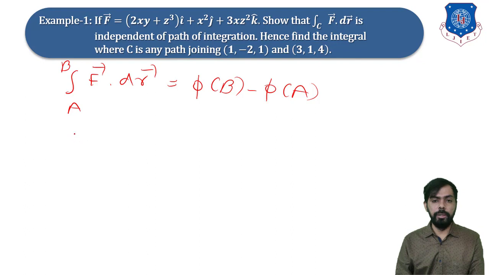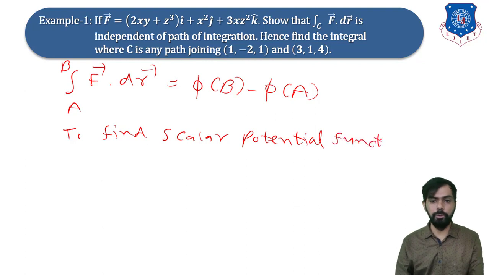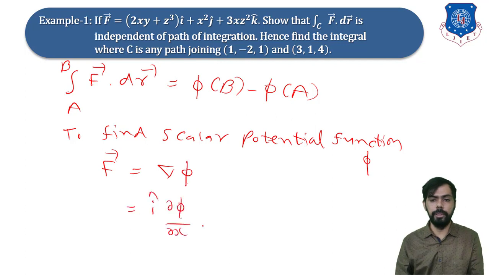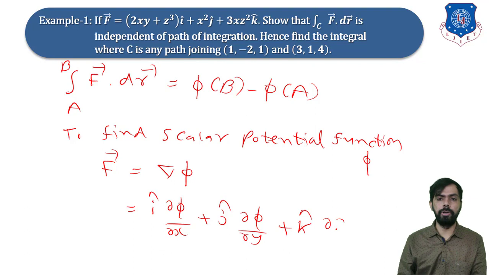So here, to find the scalar potential function phi, we know that F is equal to the gradient of phi, and the gradient of phi is defined as i del phi by del x plus j del phi by del y plus k del phi by del z. Now we will compare the ith component of F with this.